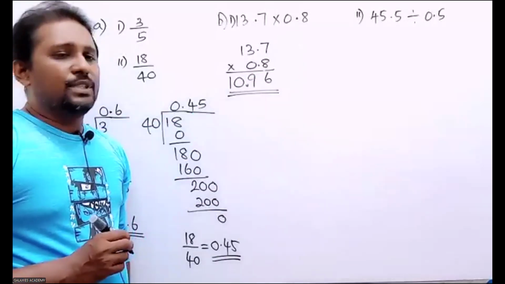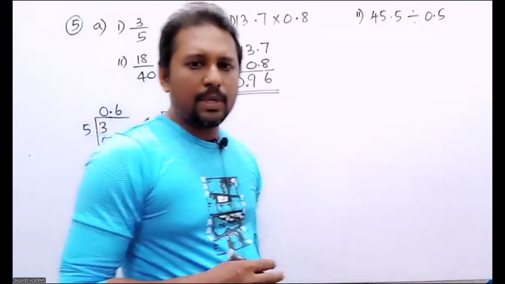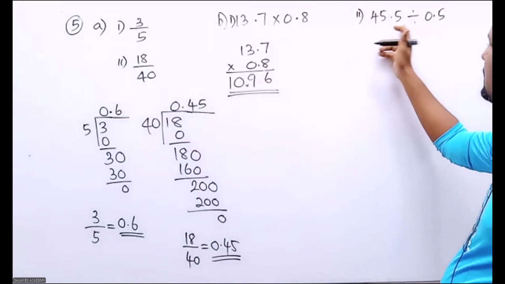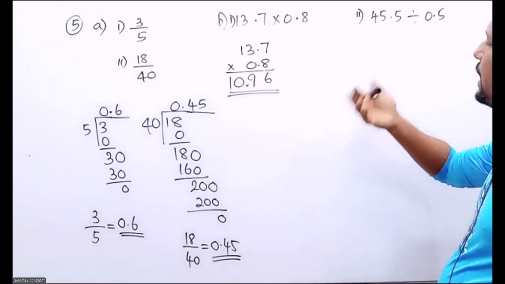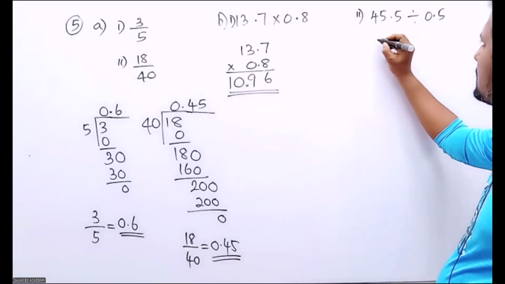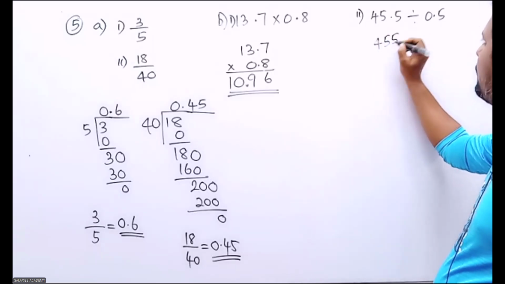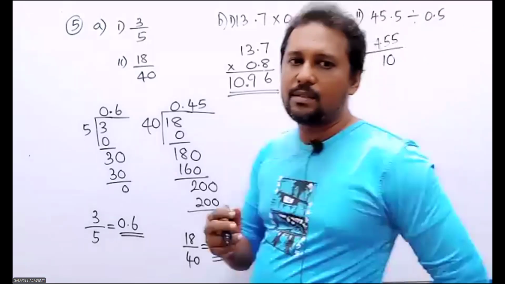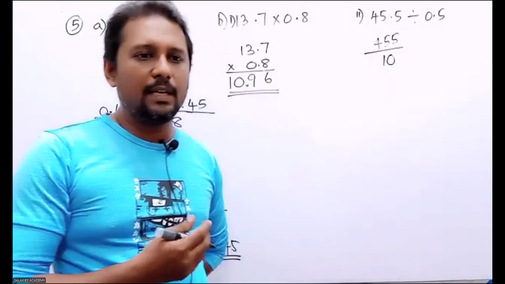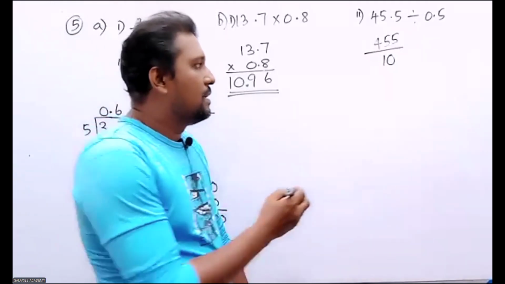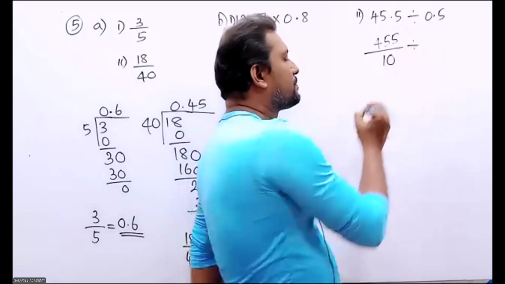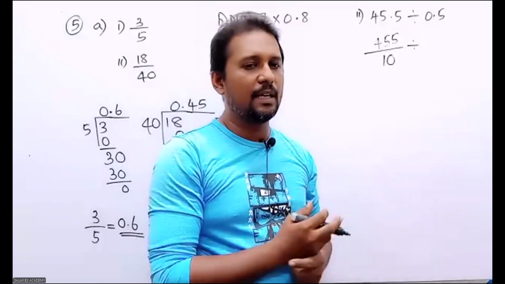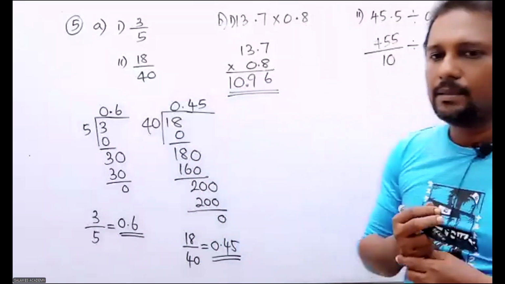Right, then look at the division. For the division, I'm going to get the answer using another method. First I will write these decimal numbers as fractions. This one has one decimal place, so we can write 445 over 10. If the decimal number has one decimal place, you can write the denominator as 10. Divide 0.5. 0.5 we can also write as 5 over 10.